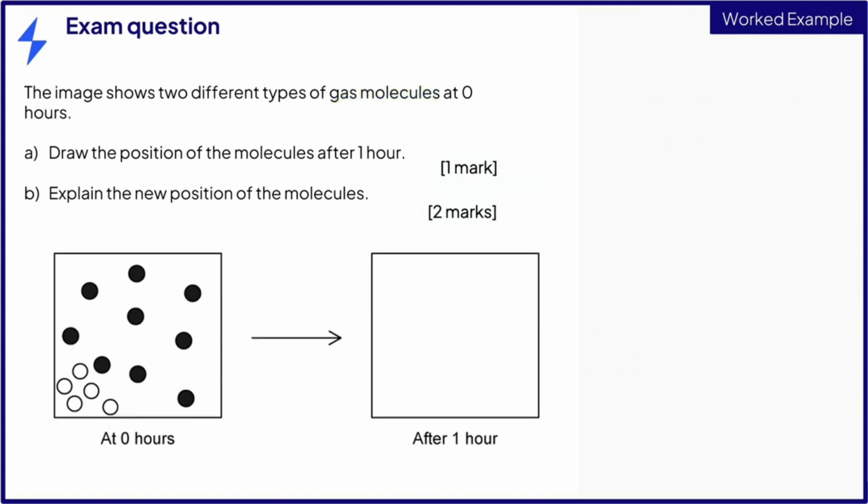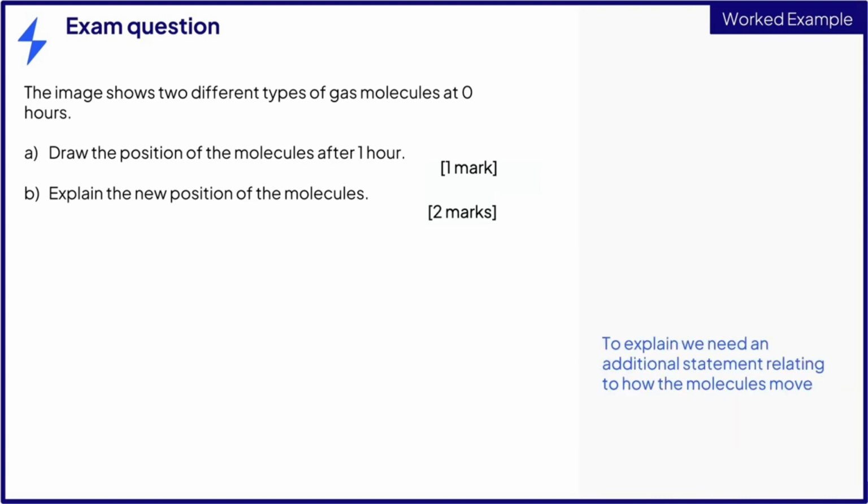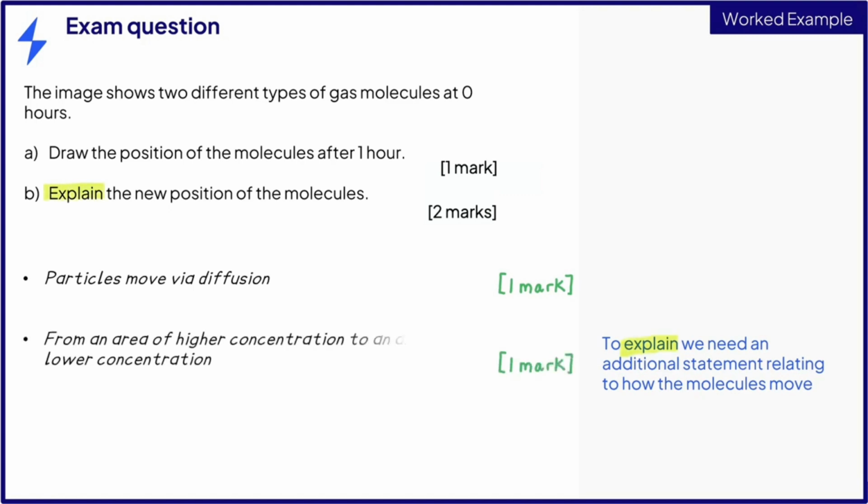For part A, you simply need to draw both sets of molecules evenly distributed within the box. It does not matter how you choose to evenly distribute the molecules as long as they are spread out. Do make sure that you keep the same number of molecules that are shown at 0 hours. For part B, we need an explanation for 2 marks. The movement of particles has occurred via diffusion for 1 mark. We need to explain this, so we can add that molecules have moved from an area of high concentration to an area of lower concentration.